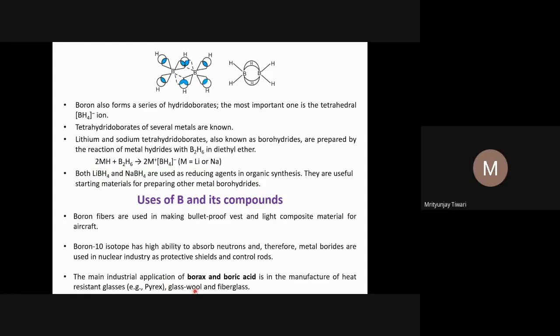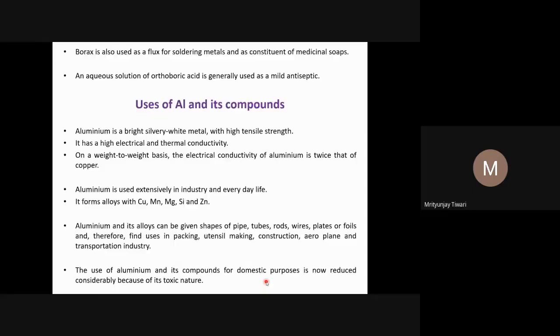Also the glass wool, we see the sheet structure of the glass wool or the fiber glasses. These boron compounds are used. The borax is also used as a flux for soldering metals and as a constituent of medicinal soaps. An aqueous solution of orthoboric acid is generally used as a mild antiseptic, which is a very mild acid, so it's also used as a mild antiseptic.